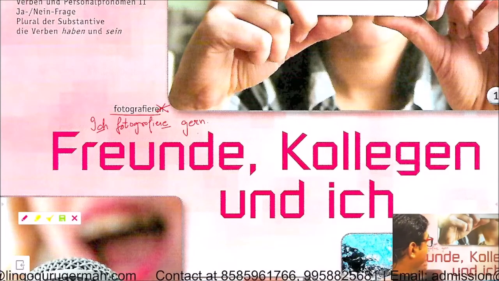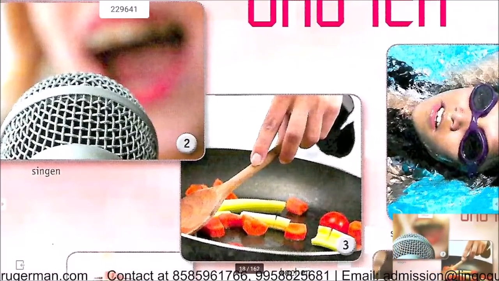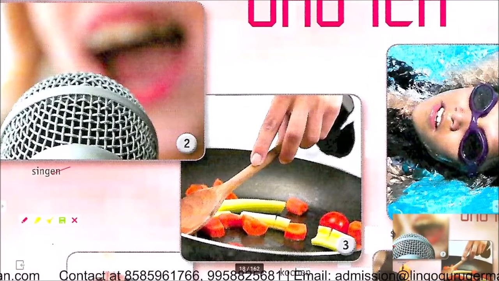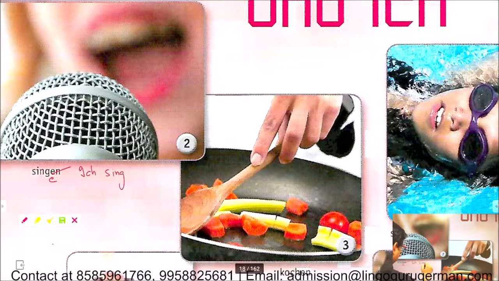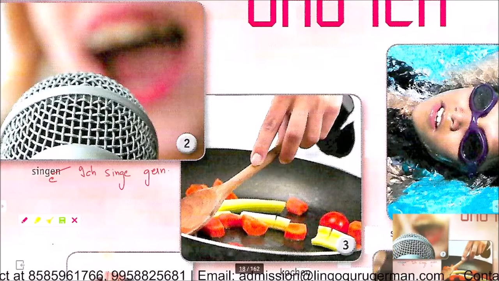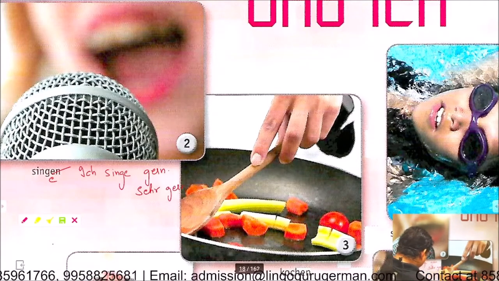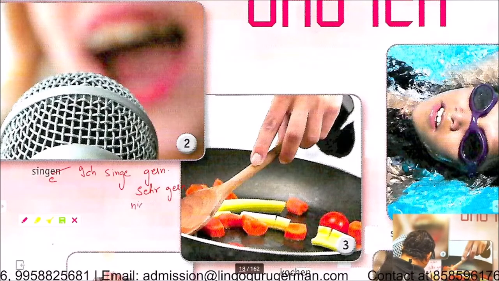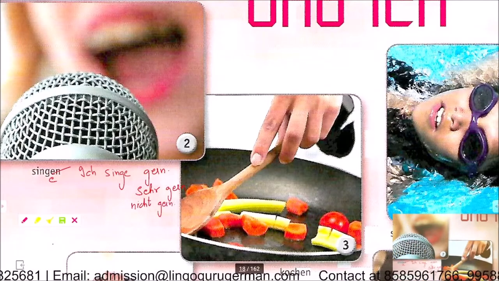I like to photograph. The next we have is singen. Say, for example, how will I say I like to sing? I remove en and I write e. Ich singe means I sing. Ich singe gern, I like to sing. Ich singe sehr gern, I like to sing a lot. Ich singe nicht gern, I don't like to sing.